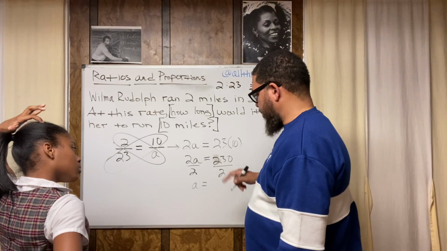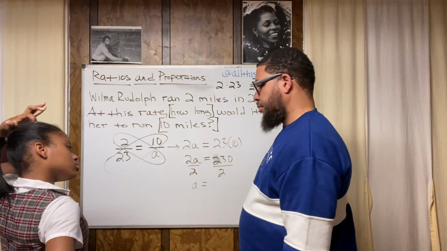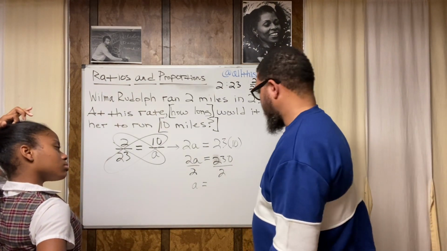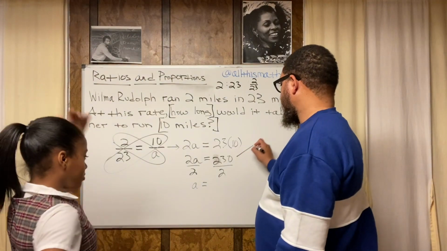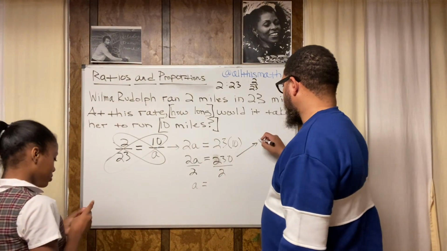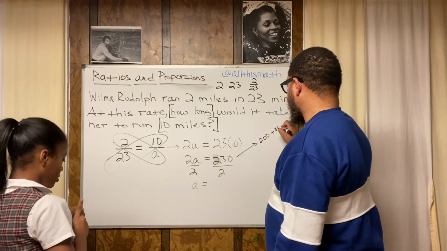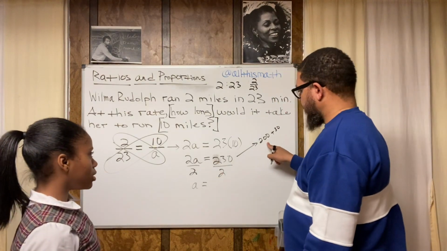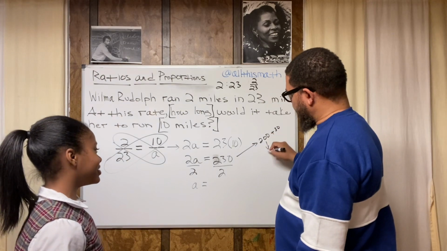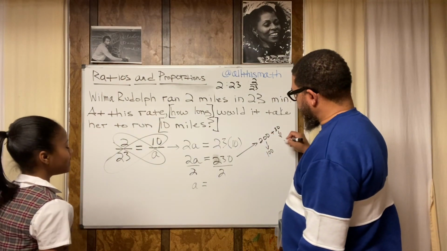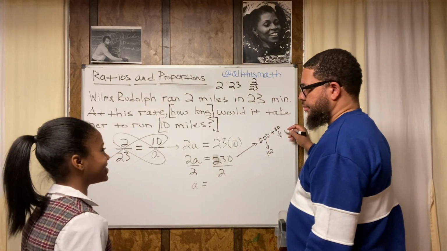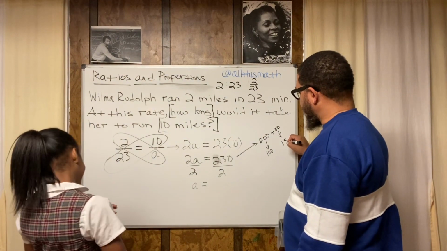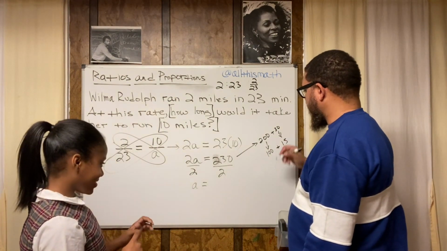What's 230 divided by 2? Do you know? Without a calculator. Let's break it up. 200 plus 30. What's half of 200? What's half of 30? 15. 15, right. I messed up. I gave you the answer.